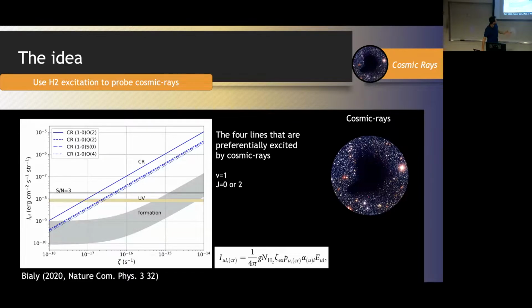And yeah, basically, if the cosmic ray ionization rate is high enough, the prediction is there are four lines. These four lines of v equals 1 to 0, the first vibrational level, and J equals 0 to 0 and 2. These four lines are preferentially excited by cosmic rays, and the ratio of these lines to other lines would be higher for cosmic ray excitation. And the prediction is you might be able to see this in typical molecular clouds like in our galaxy.